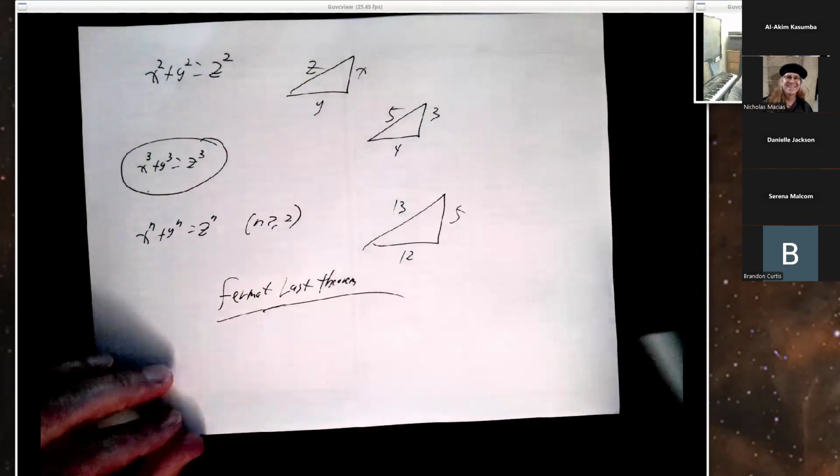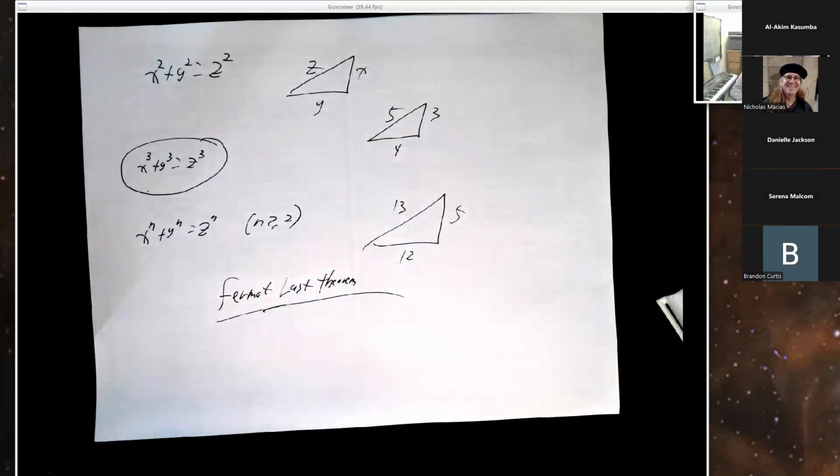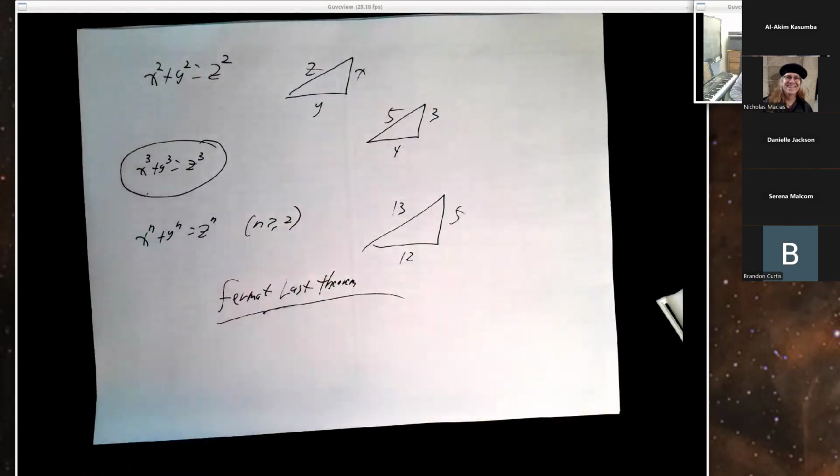So this sat around for hundreds of years, and finally in the early 90s, a mathematician came up with a proof and published it. And as usual, somebody found a mistake in it, but he was able to fix that mistake, and he finally came up with a definitive proof that this can't be solved for n bigger than 2.